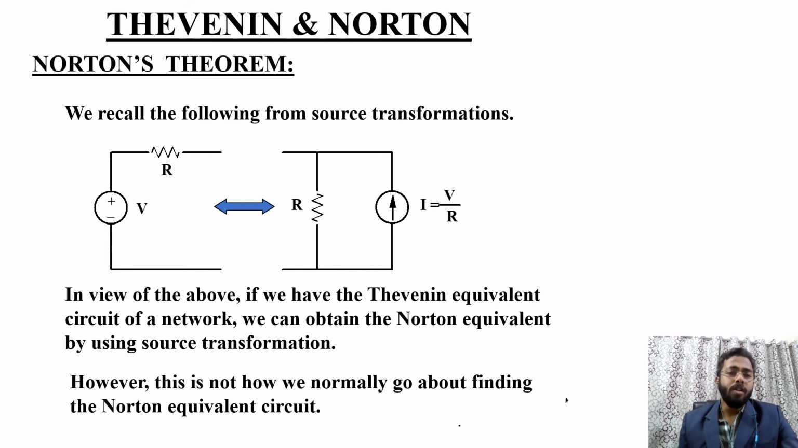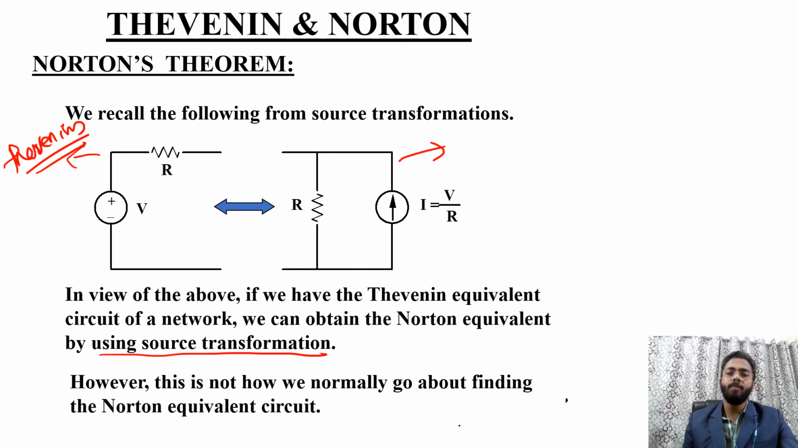But here you can understand the source transformation technique: in Thevenin's theorem we already calculated VTH and RTH. Here we are calculating the ISC and R Norton. So in view of the above, if we have the Thevenin's equivalent circuit of the network, we can obtain the Norton equivalent by using the source transformation technique. So this is the source transformation technique, and this is the network from Thevenin's theorem.